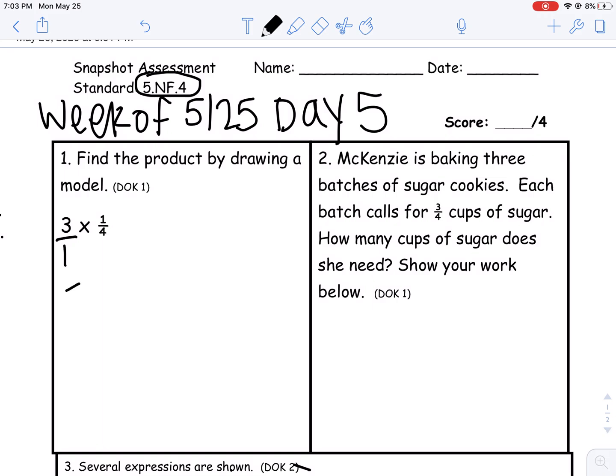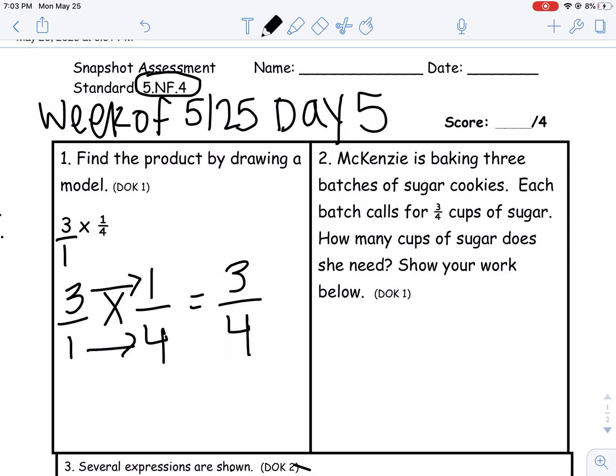I'm going to write it so it's a little bit easier to read. And then with multiplication, we just multiply straight across. So 3 times 1 equals 3. 1 times 4 equals 4. So 1/4 of 3 is 3/4.